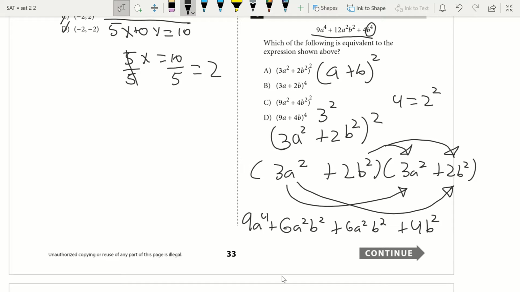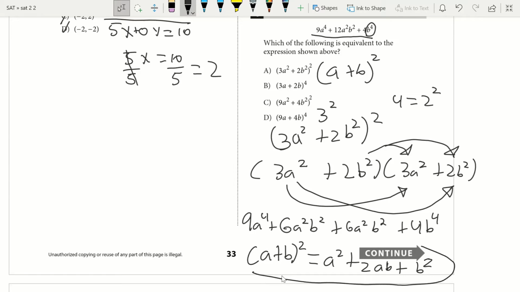Let me find my eraser real quick. We've got 4b to the 4th. And a way to remember this is when we have (a + b)², (a + b)² will always equal a² + 2ab + b². So make sure you remember that pattern because it's important to know for the SAT.